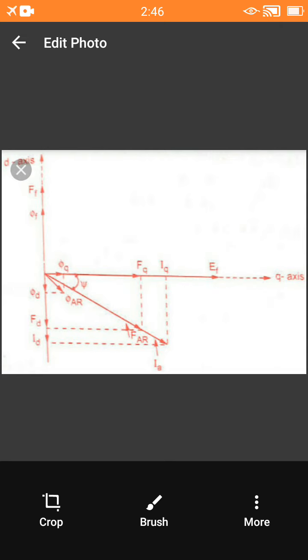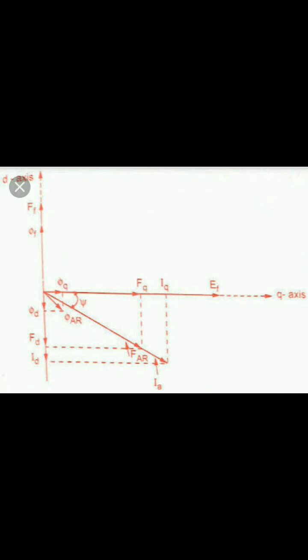As shown in the phasor diagram, phi d is the flux produced along the direct axis, phi q is the flux produced along the quadrature axis, and psi is the angle of the armature current IA with respect to the quadrature axis. So this is the actual working of the two reaction theory of an alternator.